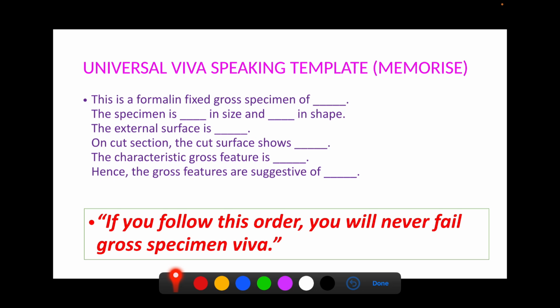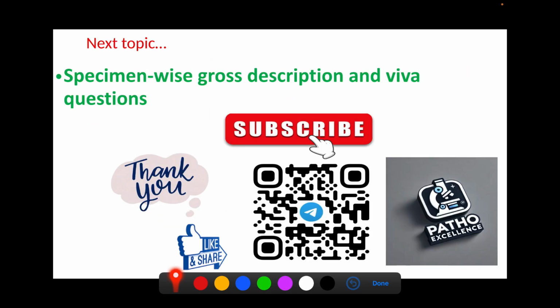So, the universal viva speaking template you must memorize. This is a formalin fixed gross specimen of. The specimen is this in size and in shape. External surface is this. On cut section, the cut surface shows, the characteristic gross feature is, hence the gross features are suggestive of. So, if you follow this order, you will never fail gross specimen viva and you will get full marks.